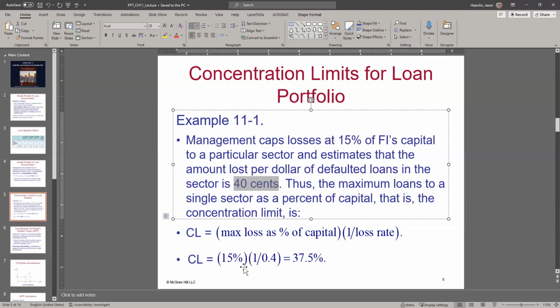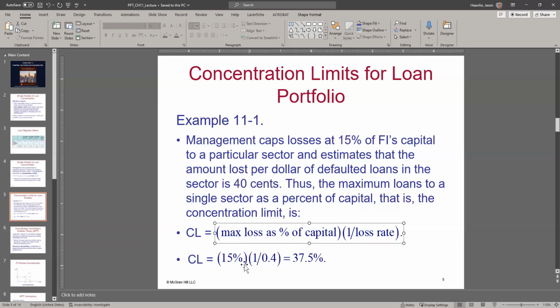So what you do is you take your 15%, you apply it to the formula that we just saw in the previous slide. You also see it here. So 37.5% is a concentration limit of loans for that particular sector. So whatever capital you have to lend out in your financial institution, only 37.5% should go to that sector, whichever one it is. As you can see, because of the way the formula works, the higher this 0.4 or this 40 cents, which means riskier, will bring this number down.